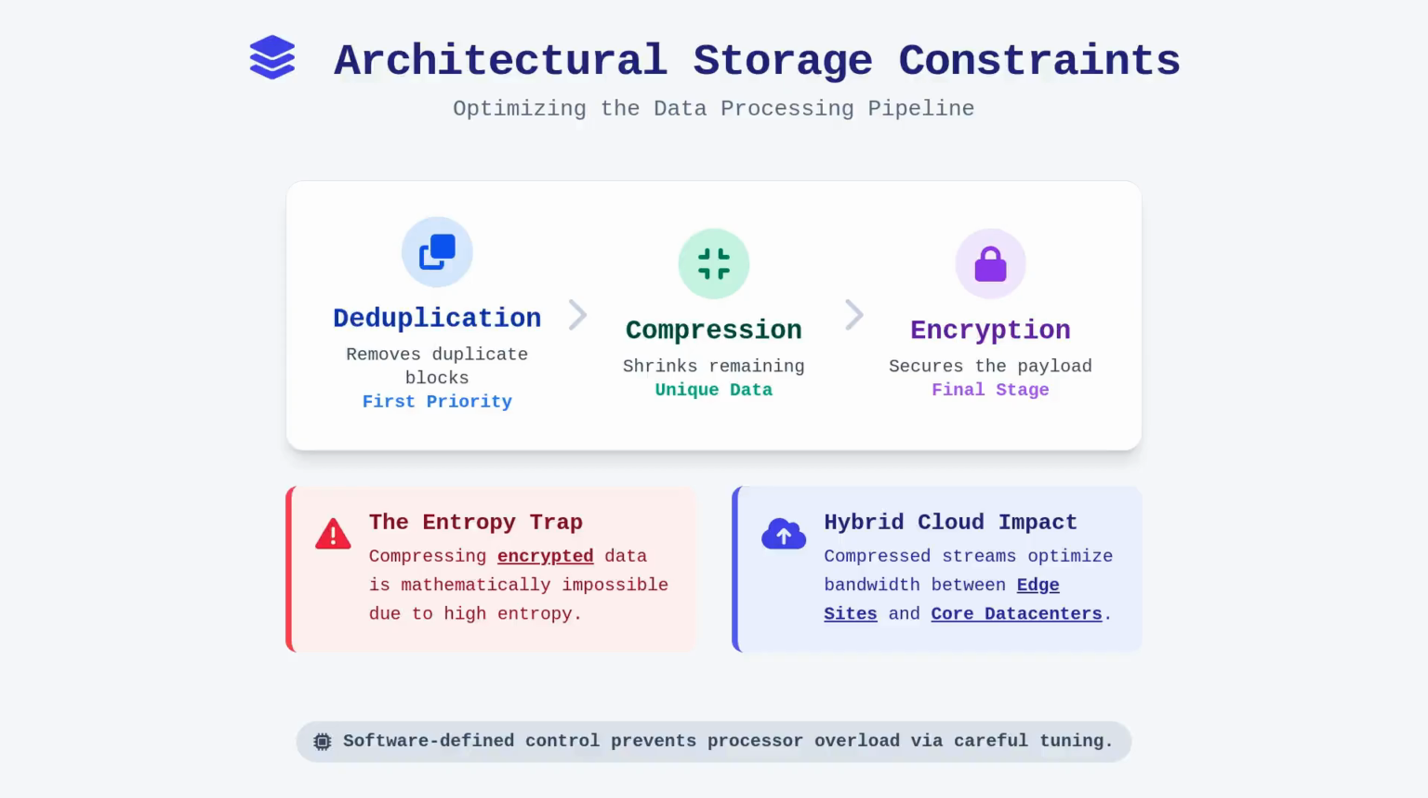When designing for the hybrid cloud, we must also consider the performance impact on cross-site data movement, where compressed streams can significantly reduce the necessary bandwidth required between an edge site and the core data center.